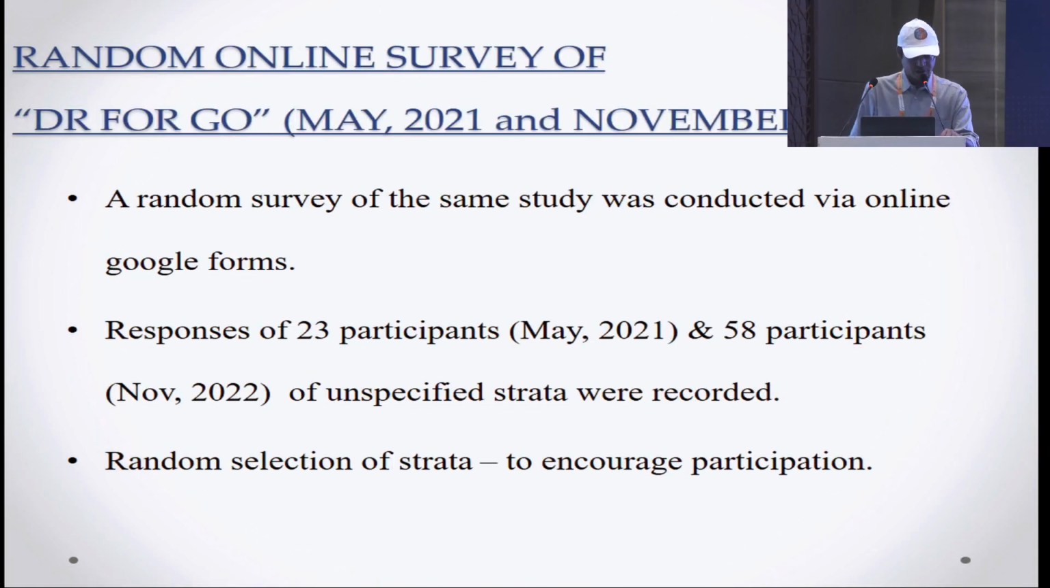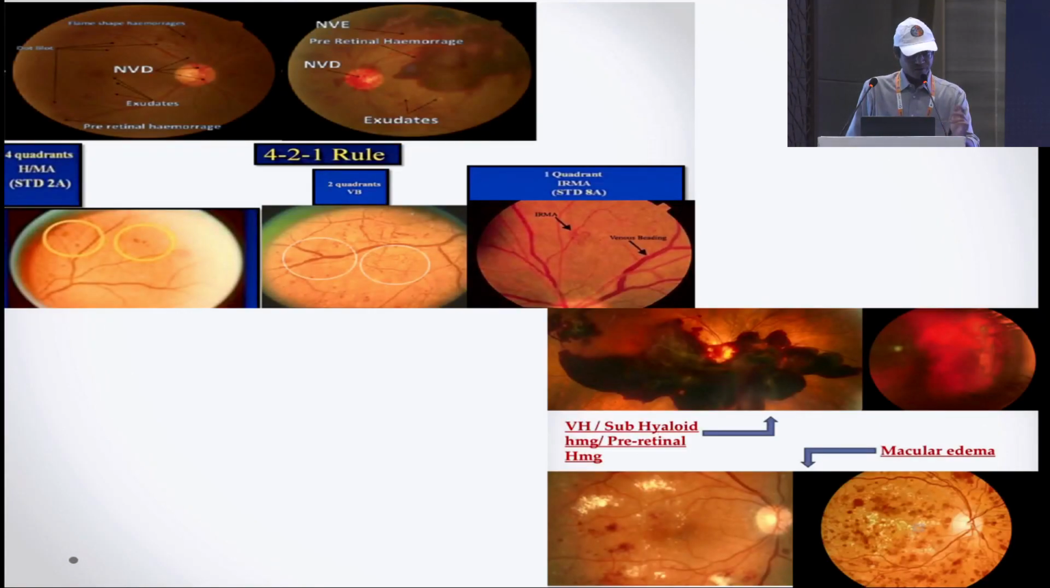After this, we conducted a few online surveys in May 2021 and in November 2022. Responses of 23 and 58 participants respectively were recorded. Before recording the online survey, we showed them 2 slides with the VTDR characteristics. In the above slide, we showed them the 4-2-1 rule also, and below we showed the different features of vision-threatening diabetic retinopathy.